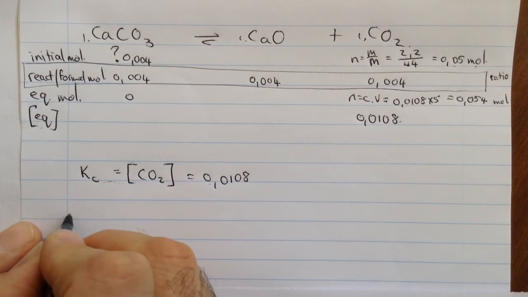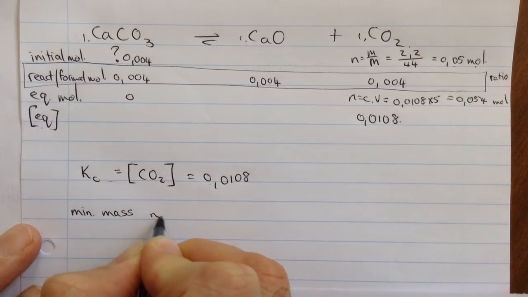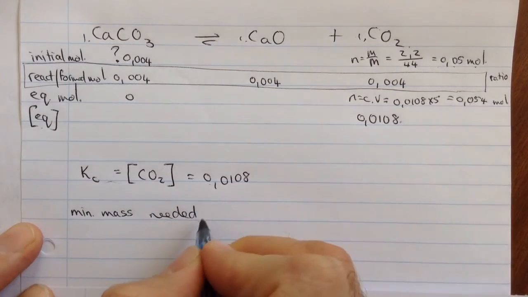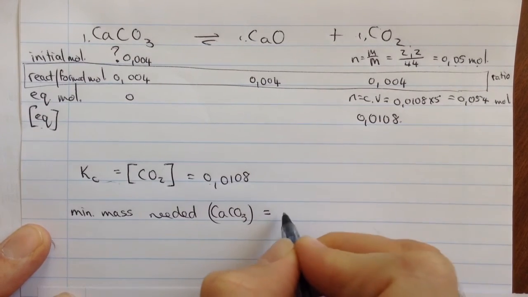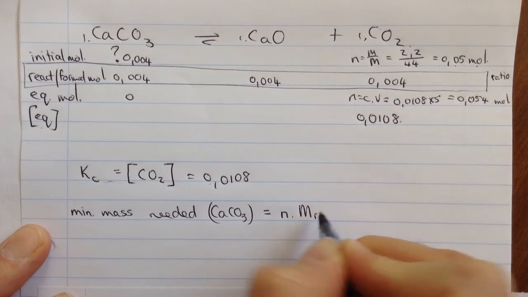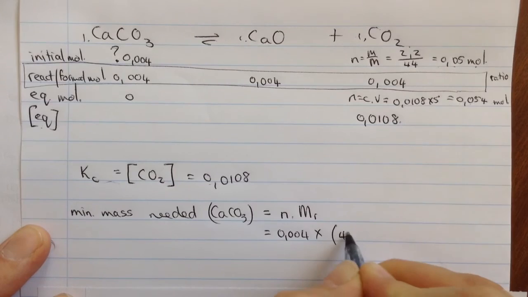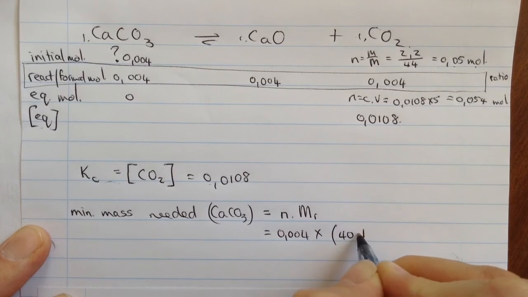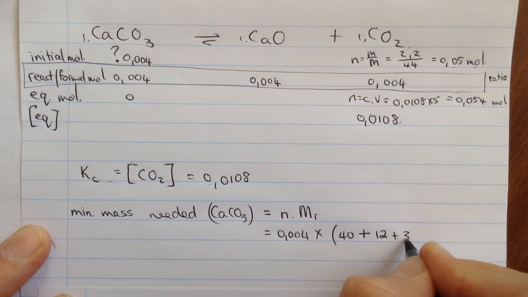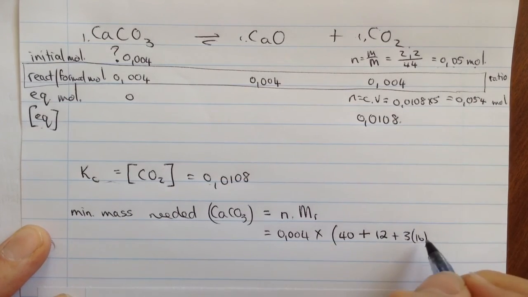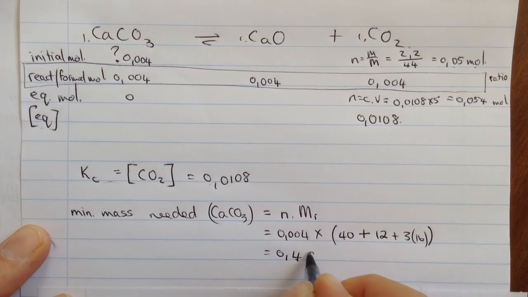I can say, well, then the minimum mass needed of calcium carbonate equals n times Mr, and that's 0.004 multiplied by 40 for calcium, plus 12 from the periodic table, plus 3 times 16 for the 3 oxygens, and that gives me 0.4 grams.